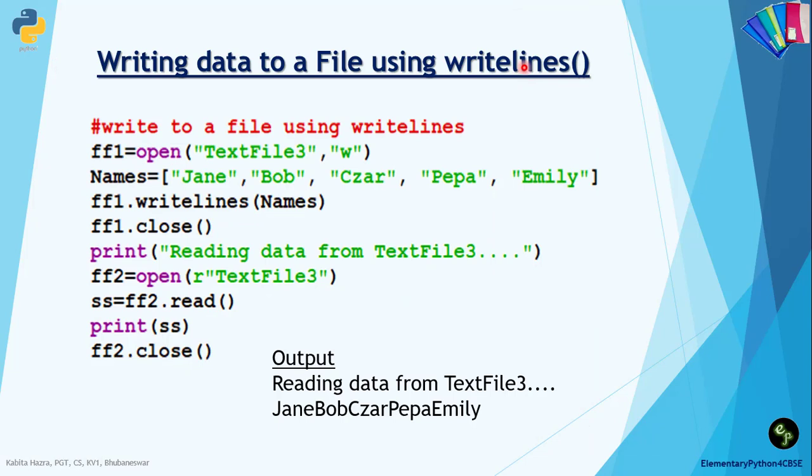As we have already discussed, writelines writes a list of strings to a text file. So we have opened a file, text file 3, in write mode. Then we have taken a list of names and we are writing this list of names using the writelines method. Then we are closing it. As the names are not appended with new line characters, it will not add new lines. Data will be written as a single string.